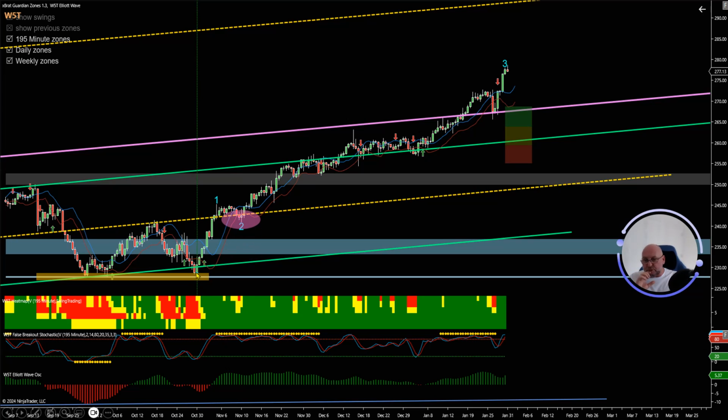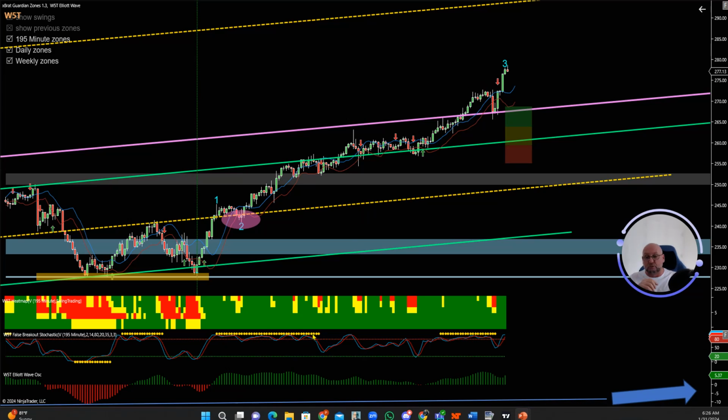One thing to note is we tried to push up through, that's our first impulse move, through the center line of that daily channel. We then came back on the wave 2 and found support around that center line. So that was the pullback against that. Then we've had that big long wave 3, which has taken us out of the daily channel and back into that weekly channel.